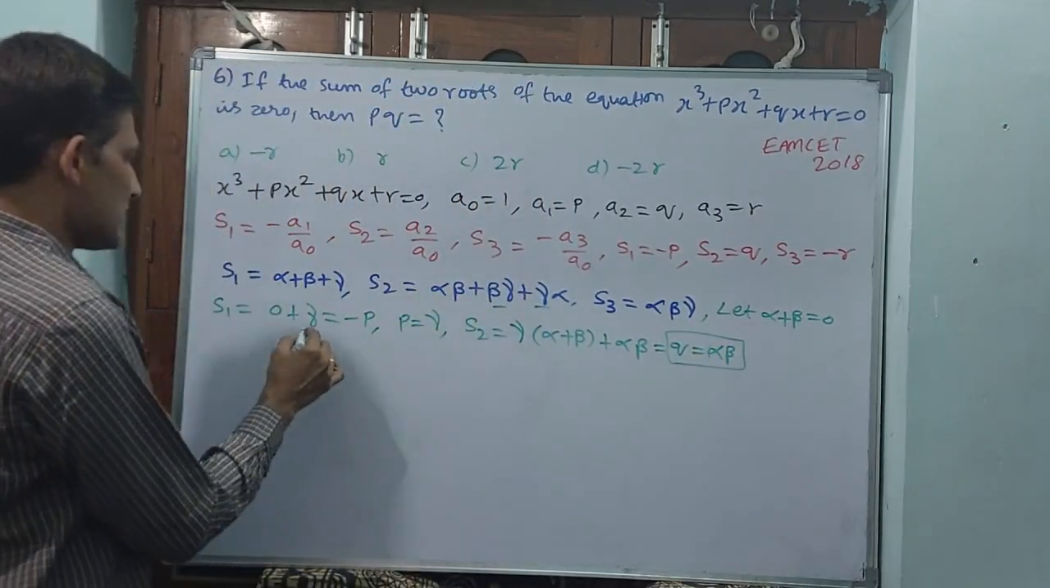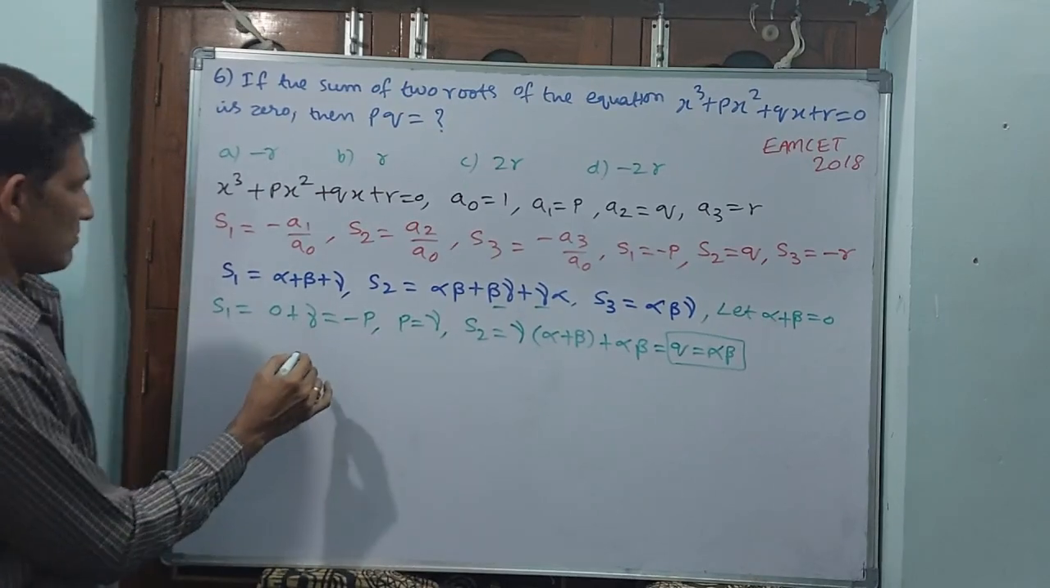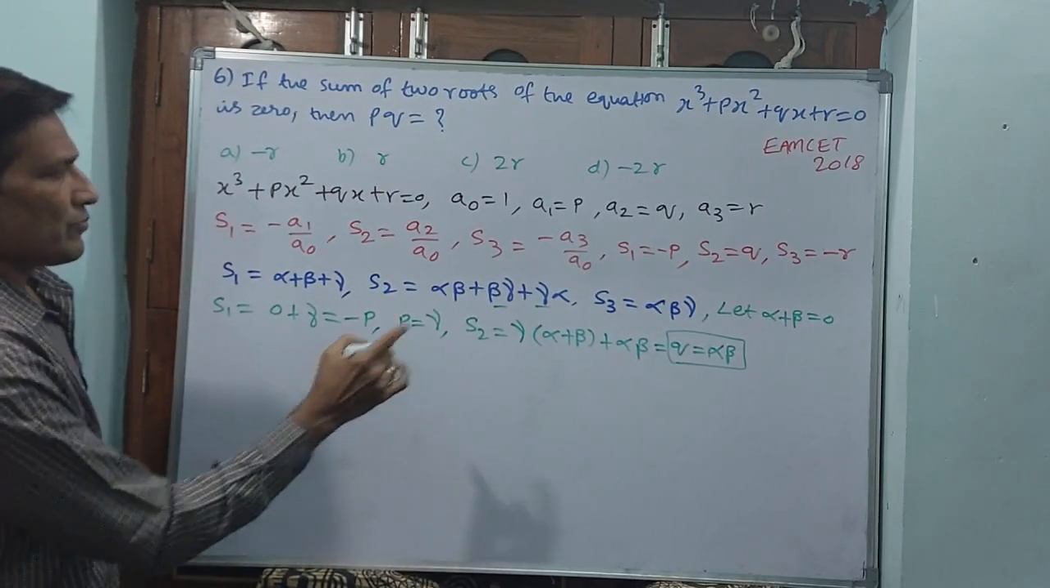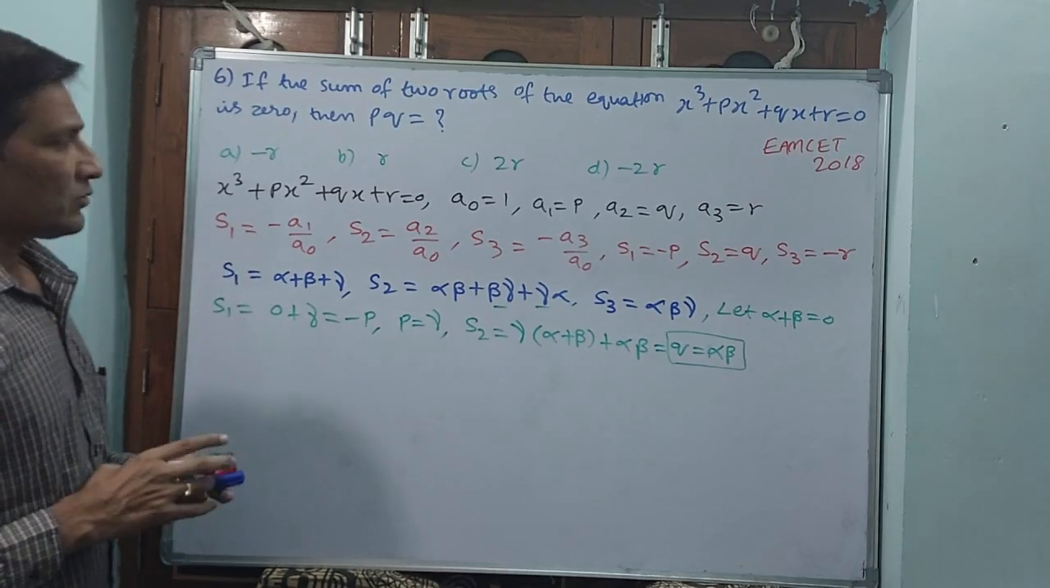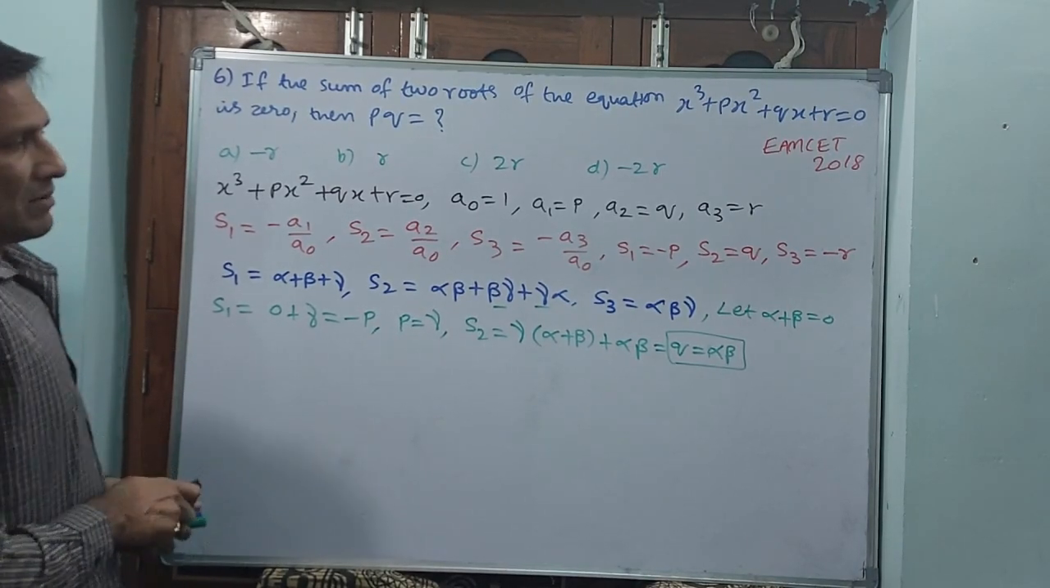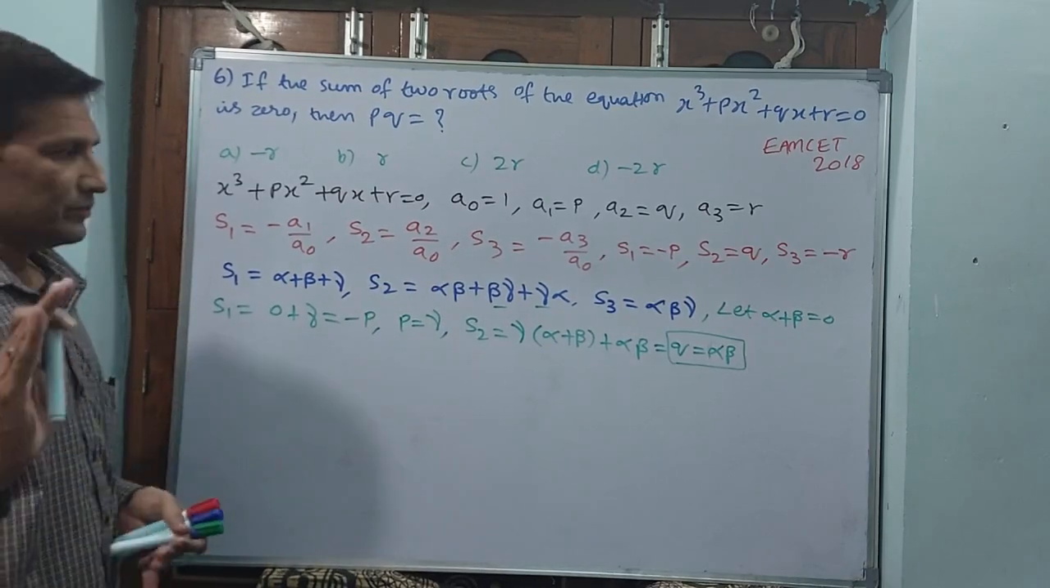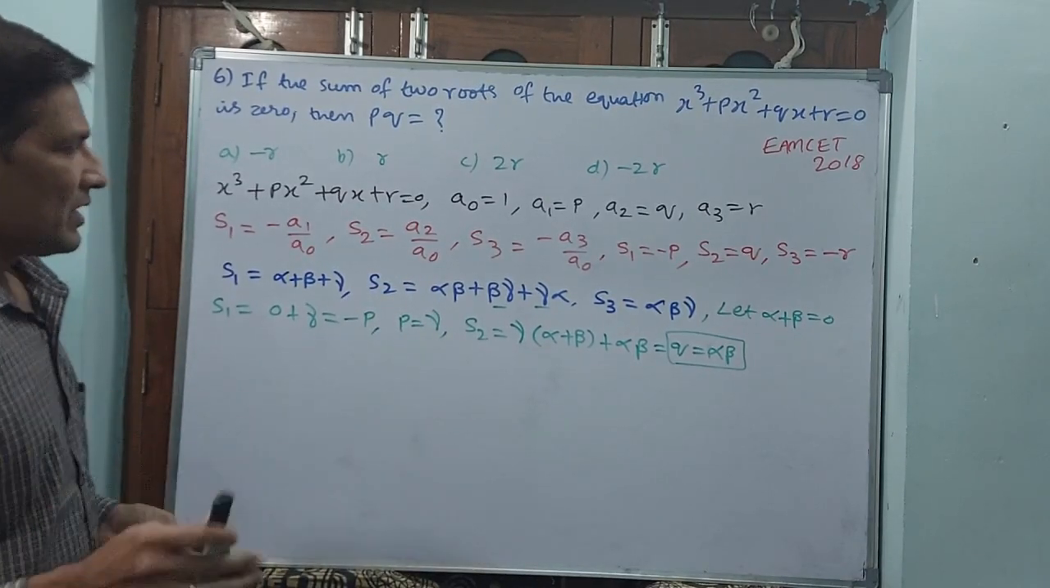See, alpha plus beta is equal to 0. Alpha gamma is also q that has come. Okay, let it be.